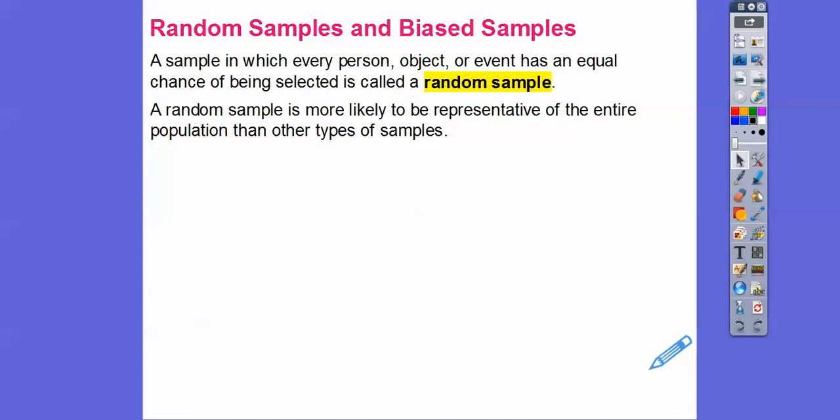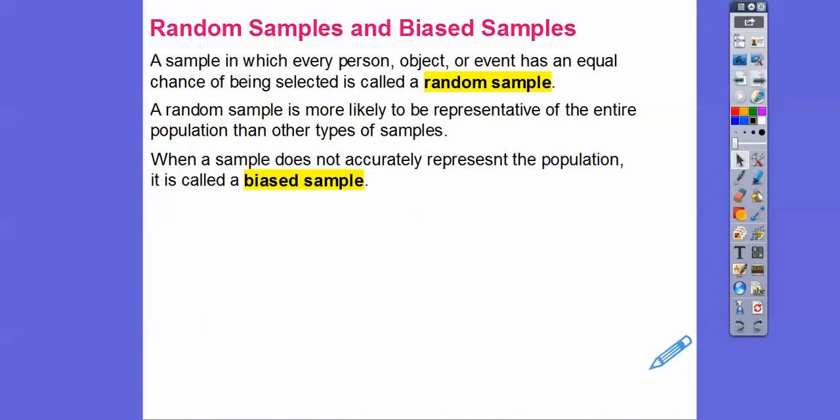You know, say I was going to average, I don't know, how many pencils you guys have in your desk, and I only picked 2 kids in your class. Well, that wouldn't be a very good sample. Say there's 30 kids in there. I'd want to pick at least 5 or 6 kids randomly. So as long as I can do it randomly, that would be a good representation. Okay, so a random sample is more likely to represent the entire population than other types of samples.